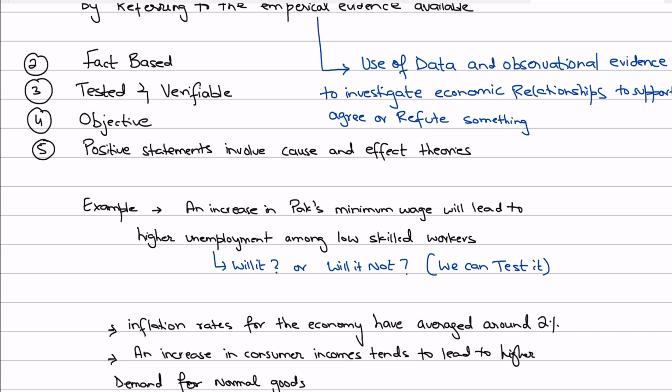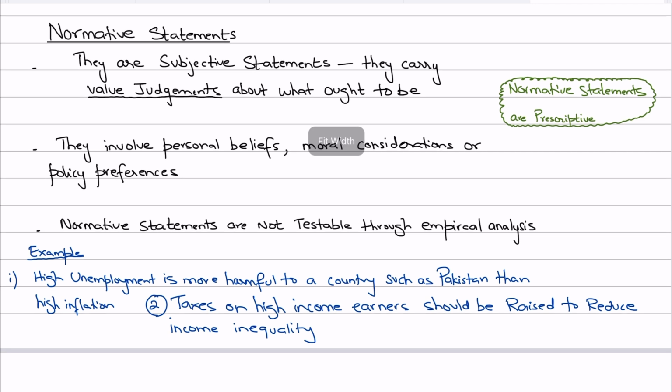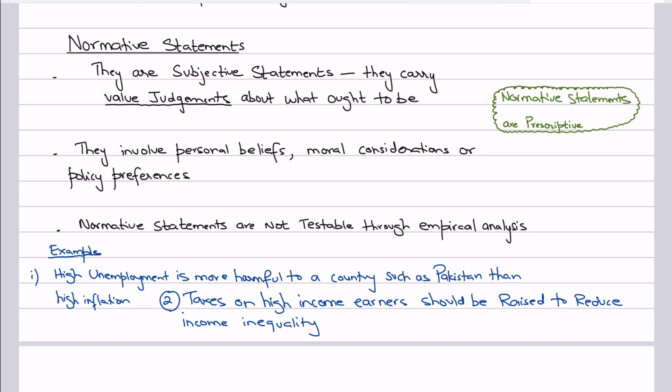And now, guys, we'll divert our attention to normative statements. Normative itself is suggesting subjective statements, and remember they carry value judgments. When you say a value judgment, it has the element of an opinion involved, it could have an element of bias involved as well. So they basically involve personal beliefs, you could say moral considerations as well. Maybe you are speaking in some moral, ethical context which seems relevant to you but not to me, and that is what makes it a normative statement.